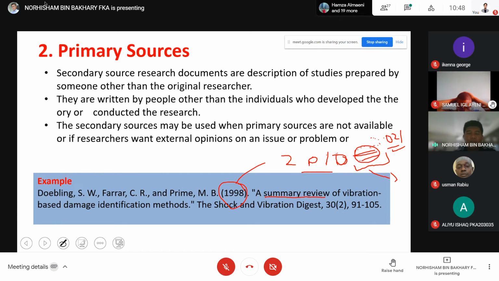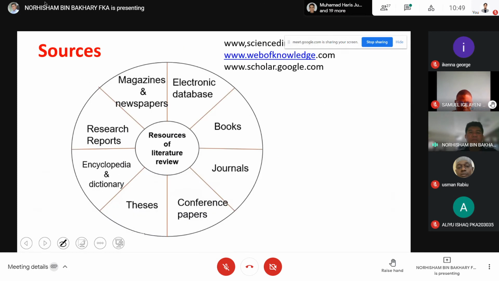Which means that this sort of review article can help you in structuring your literature review, but you still need to improvise on it. It still helps you. Okay, those are the primary sources. All right, you can get them from electronic databases, from journals, and also from theses, conference papers, and so on.